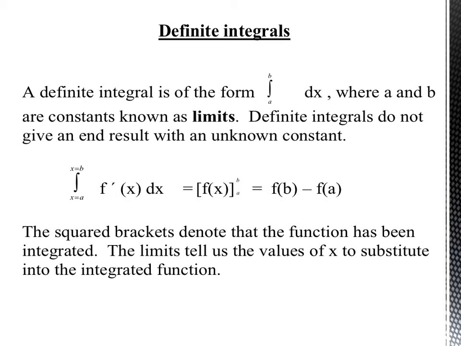Now, if you think about it, if you were just to integrate f dash of x, we'd expect normally to get f of x plus c, plus some constant. But because we're taking away f of a from f of b, this always disappears. The constant always cancels out, and so we don't need to worry about it in our definite integration.